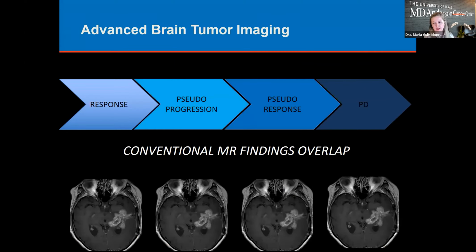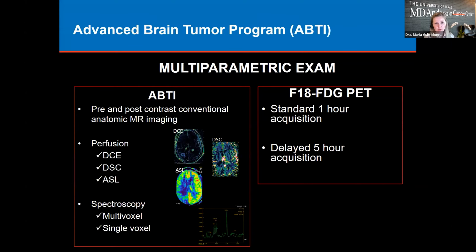At MD Anderson, we have developed an advanced brain tumor imaging protocol to tackle this issue and to be more specific when we try to distinguish radiation necrosis from progression. Our advanced imaging program, or ABTI, consists of MR and FDG components. Each exam is tailored to best assess the findings in each patient, with trainees and faculty reviewing the imaging and clinical history of the patient to make sure that we can do the best we can for that specific clinical scenario. It also requires highly skilled technologists that can perform advanced MR techniques and PET.